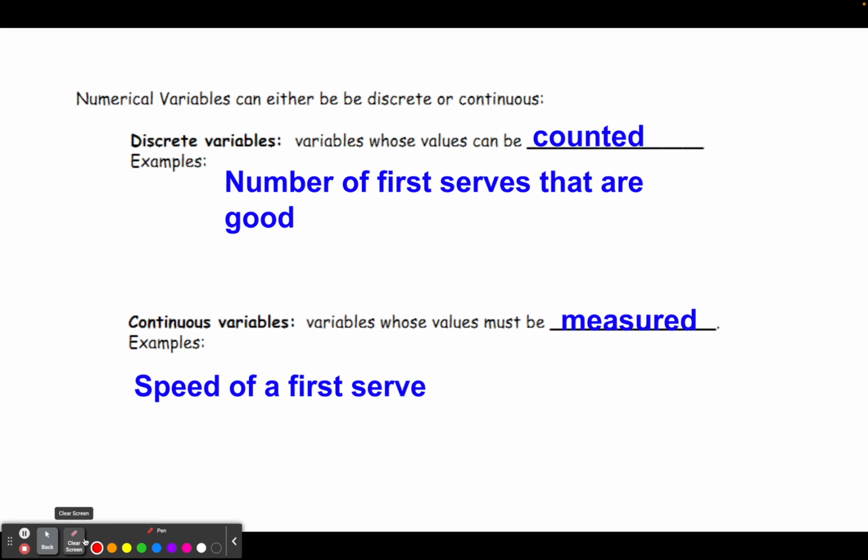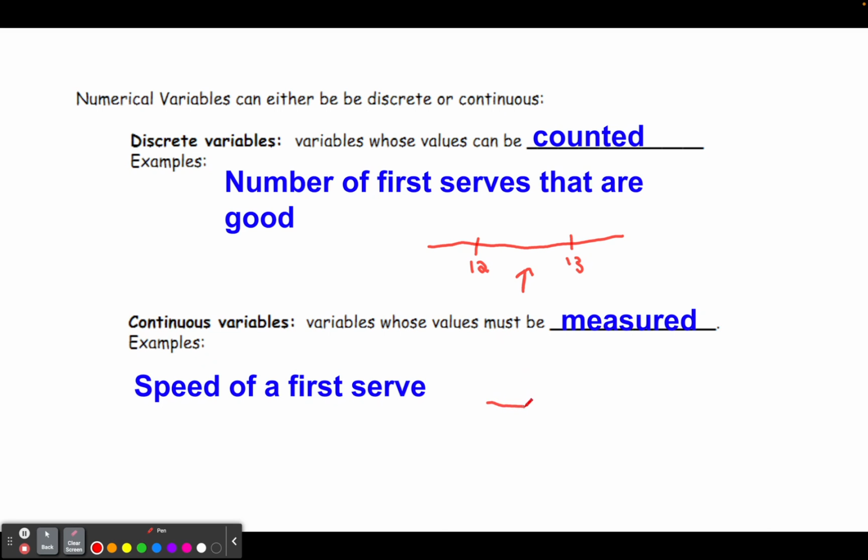Another way that you can think about the difference between discrete and continuous is whether there are gaps in between the possible values. For example, if you're counting the number of first serves that are good, you might count that there are 12 first serves that are good, or maybe there are 13. But it's not possible that you could have anything in between. You would not have 12.5 first serves that are good in a tennis match. So there are gaps between the possible values of that variable.